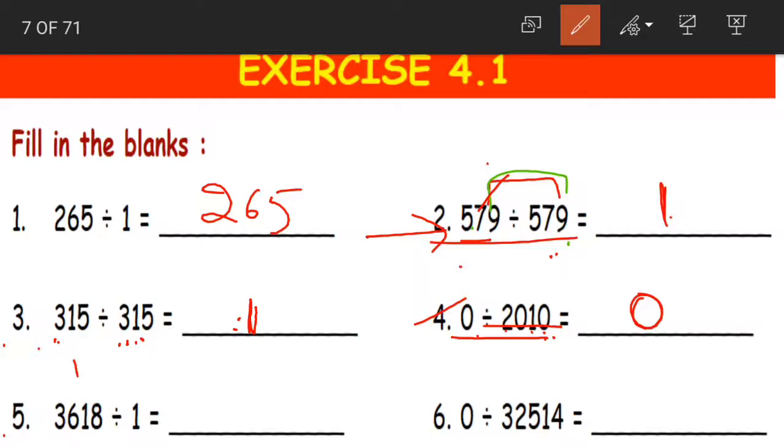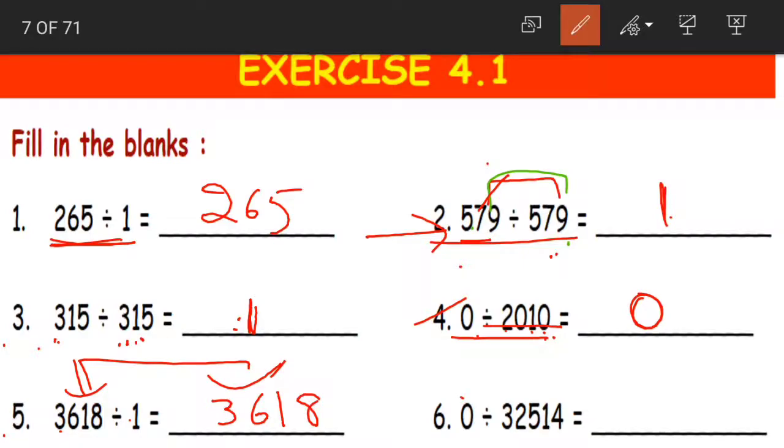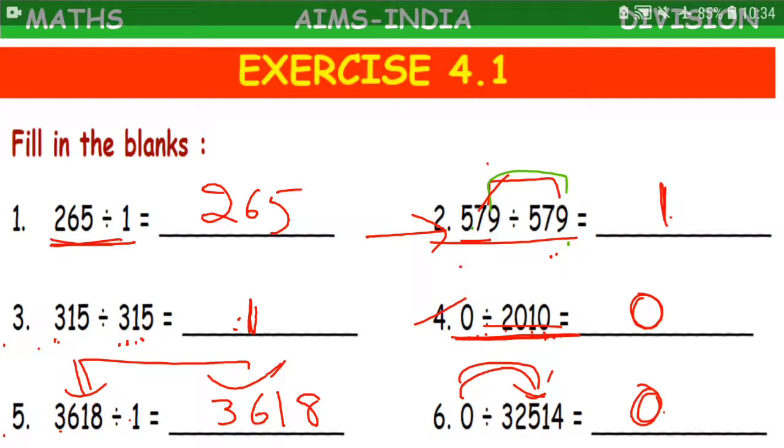Coming to question number 5. 3618 divided by 1. A number is being divided by 1. It is the same as question number 1. So what will be the answer? The answer will be the number itself, 3618. Yes, 3618. Coming to our last question. 0 divided by 32,514, children. Now when 0 is divided by any number, what will be the answer? We saw in question number 4. 0 only. When 0 is divided by any number, the answer is always 0.